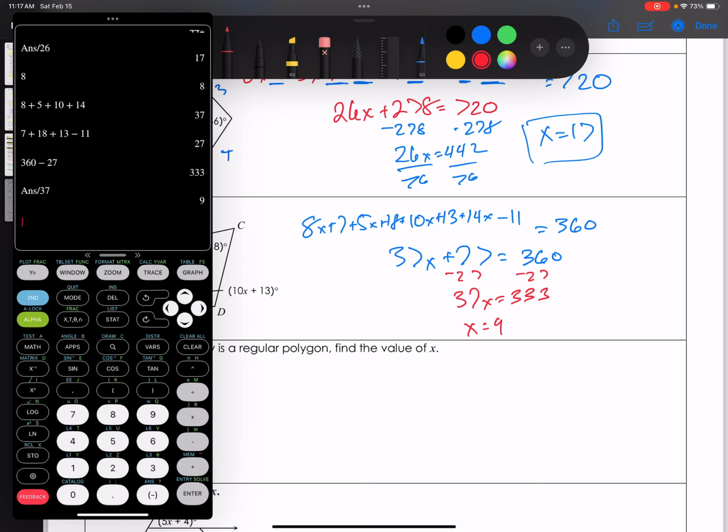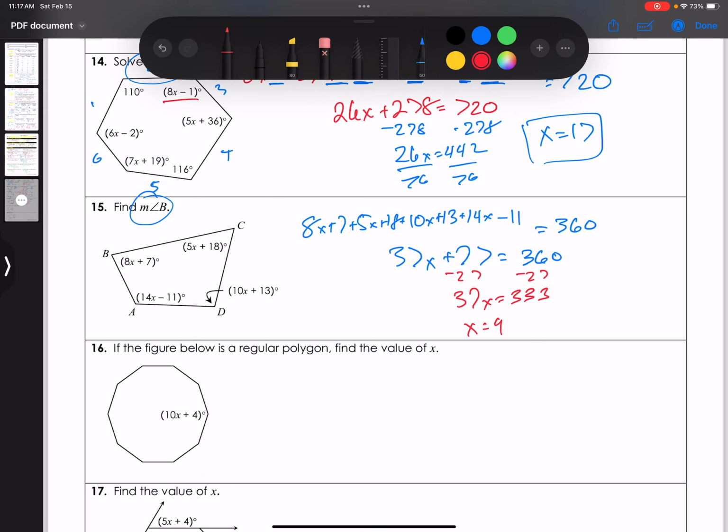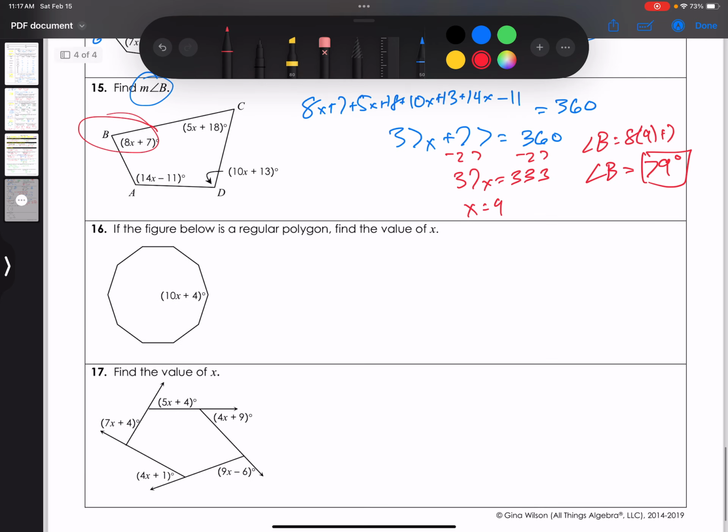Okay, so x is 9, but we're not done. Remember it said find angle B. Got to plug it back in. So angle B is equal to 8 times 9 plus 7. That is 72 plus 7. That is 79 degrees. All right. So let's see what comes up next.